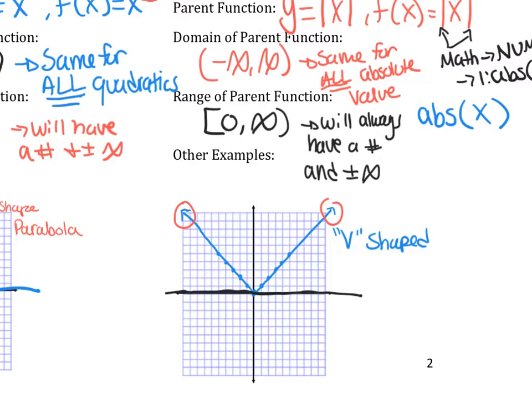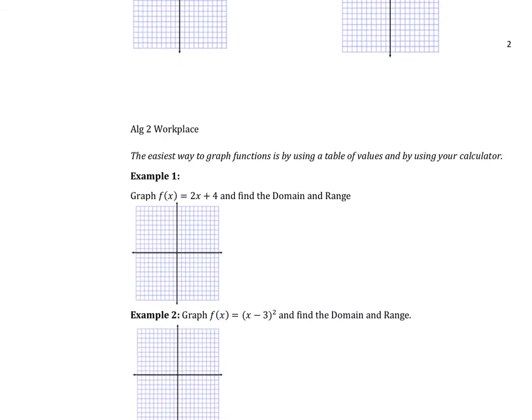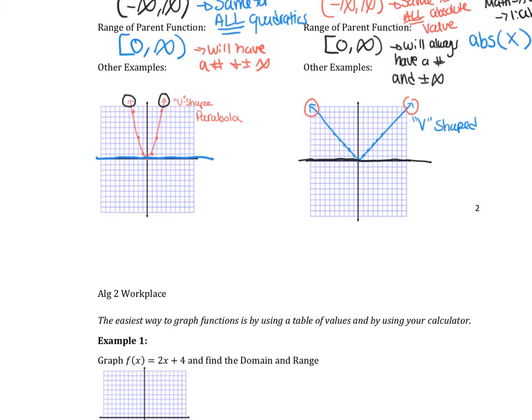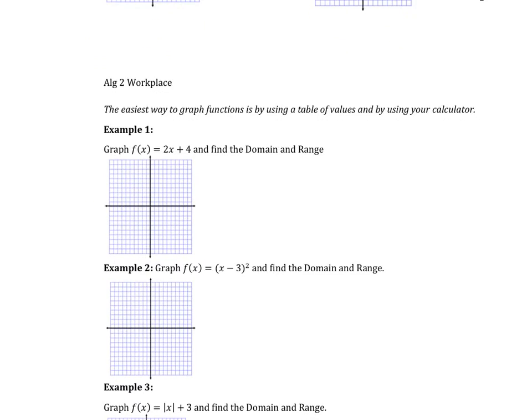Okay, we're going to be dealing with these parent functions a lot, these 4 functions: linear, square root, quadratic, and absolute value, so make sure you're familiar with them. So we go on to the next page. The easiest way to graph parent functions or to graph functions is by using a table of values and by using your calculator. You have a graphing calculator, use it to your advantage. So I just want to go through these examples first and say what the general shape should be, and then I'll let you guys plug it into the calculator.